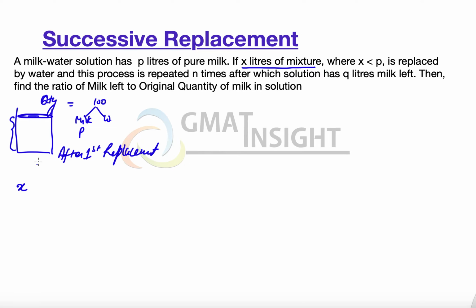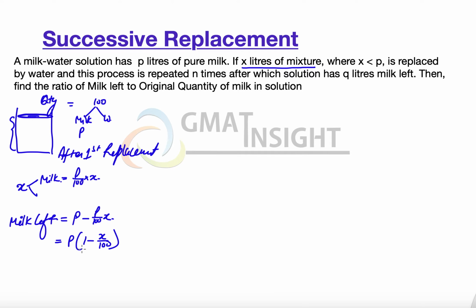So if I'm picking out x liters of this solution, then x liters would have some milk and some water. Let's quickly find out the quantity of the milk, because that's what we are basing our calculations on. The milk in this x liters will be equal to p% of x, because the total quantity is 100 liters and p liters is milk in it. Every time we are going to make an equation on the milk left after such replacements have been performed. After the first iteration, we had p liters originally and now p% of x has been taken away and replaced by water. So the milk left will be p multiplied by (1 minus x over 100). That was the first step.